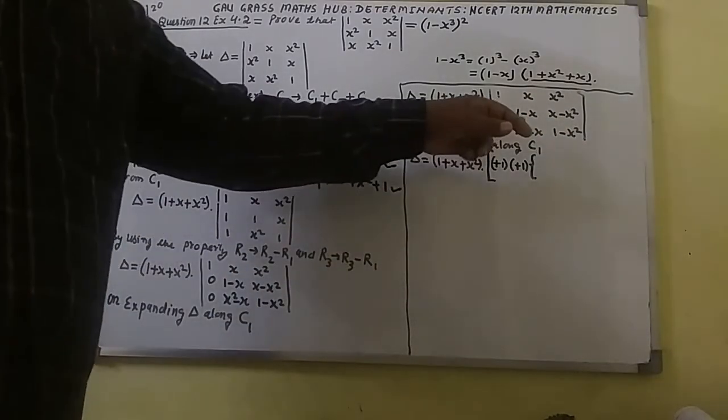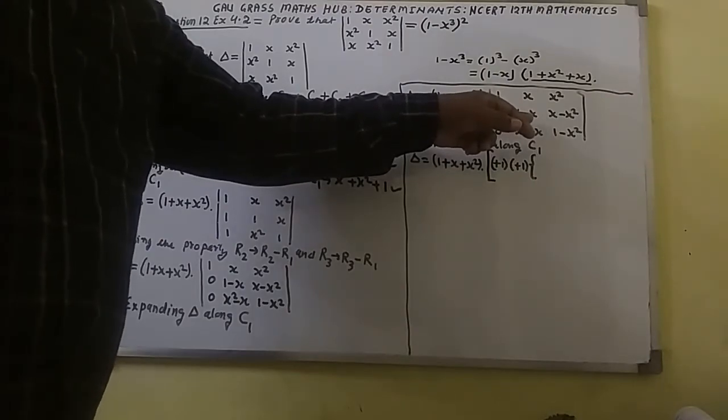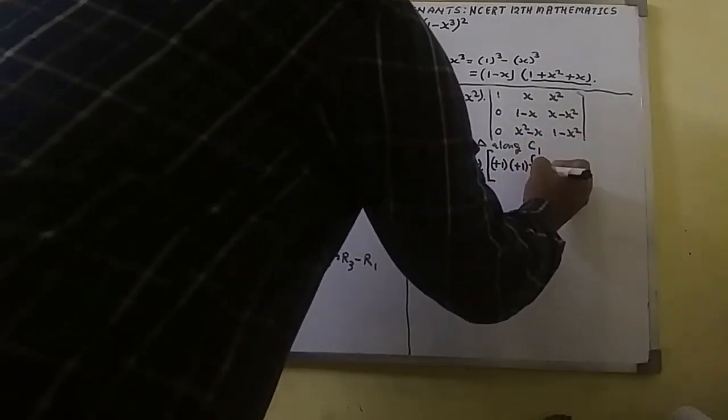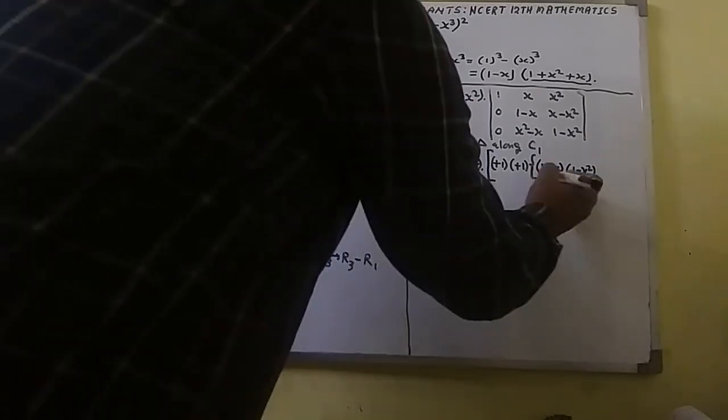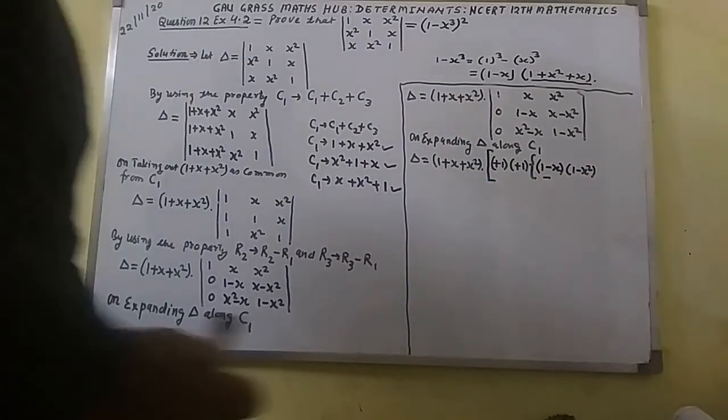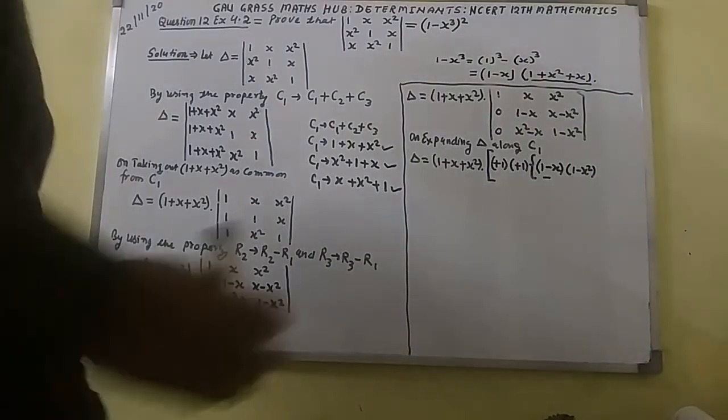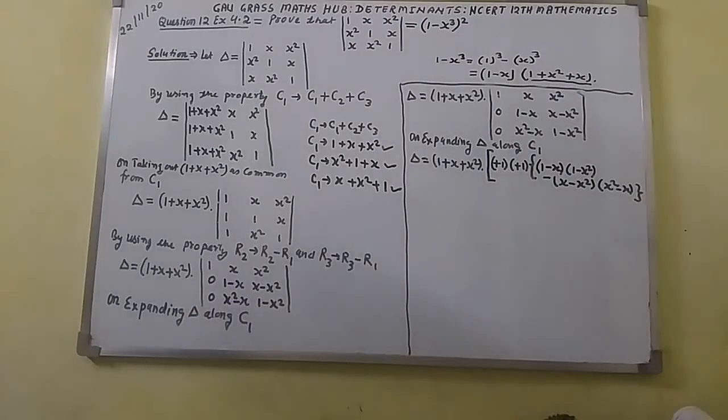Now in this case the elements of the principal diagonal will be multiplied together. So here I shall write 1 minus x, 1 minus x square. Again write minus, and then the elements of the reverse diagonal will multiply together: x minus x square and x square minus x. The curly bracket will be closed like this. Now do the operation here.